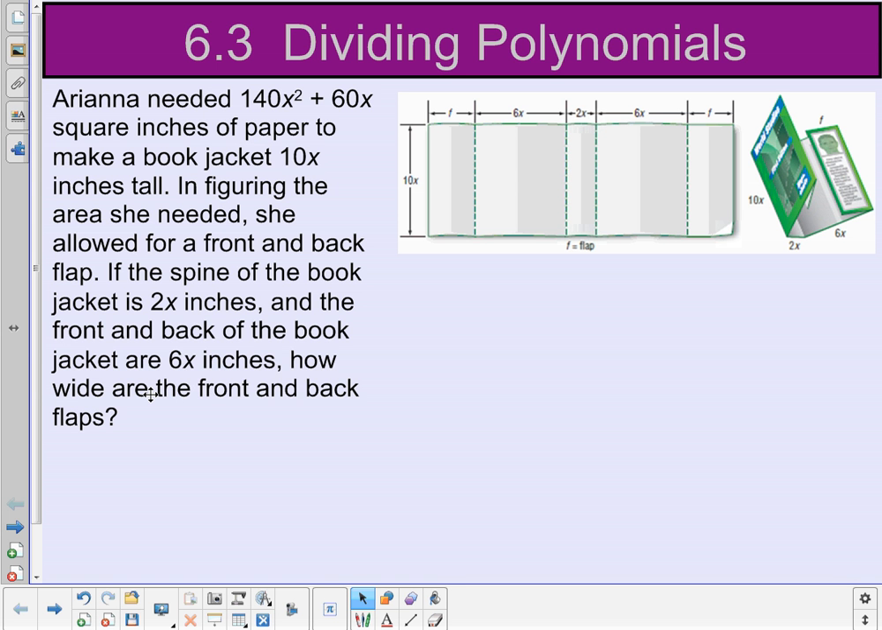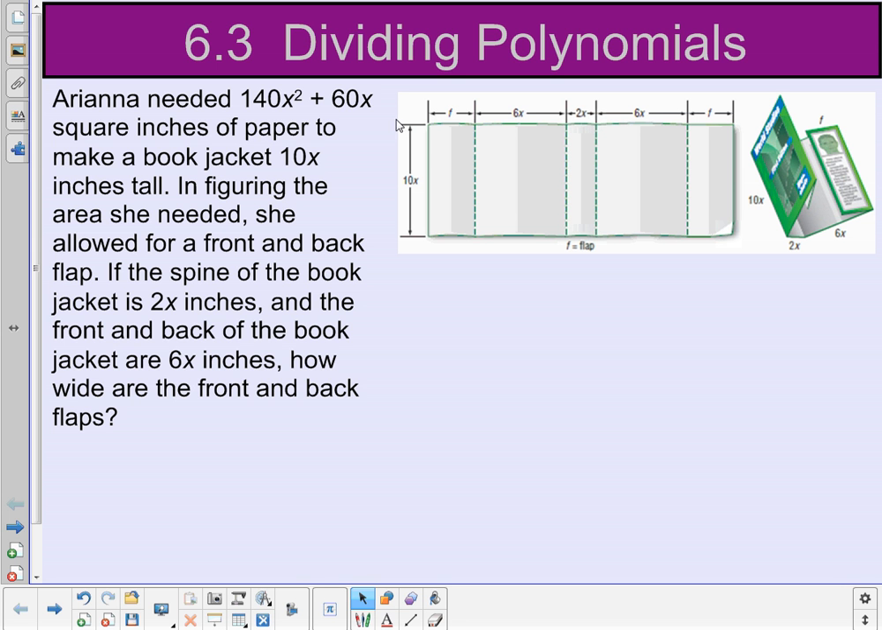We're going to start off talking about dividing polynomials using long division, but also dividing monomials. So up at the top of your page, the first example says Ariana needs 140x squared plus 60x square inches of paper to make a book jacket for a book. It's 10x inches tall. In figuring the area she needed, she allowed for a front and back flap of the spine of the book jacket is 2x inches, and the front of the back book jacket are 6x inches. How wide are the front and the back flaps?